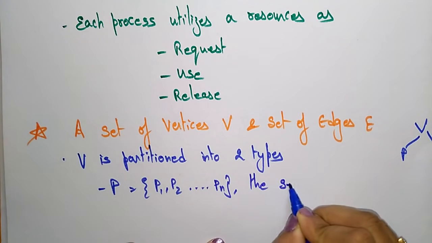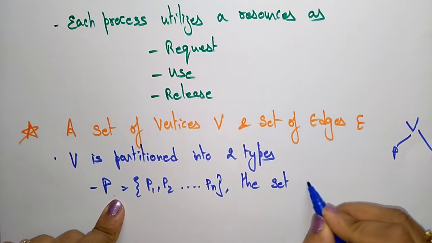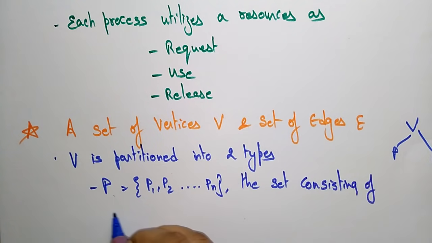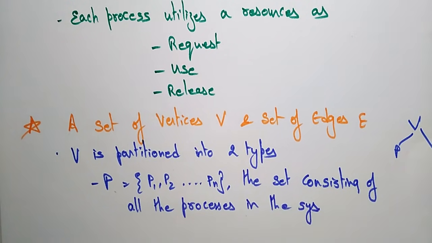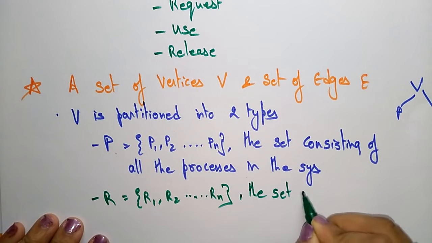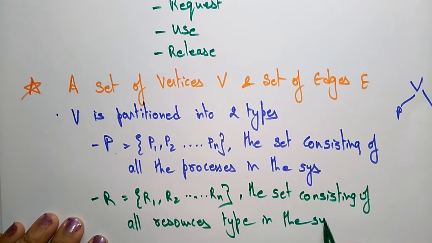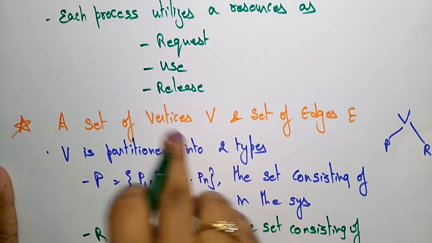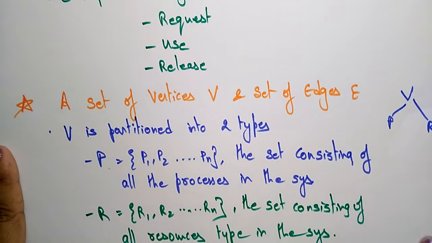I'm writing the definition for this resource allocation graph. The vertices are partitioned into two types: P, the set consisting of all the processes in the system, and R, which consists of the set R1, R2 up to Rn, the set consisting of all resource types in the system. So a resource allocation graph consists of a set of vertices V and a set of edges E, and V is again partitioned into two types, P and R. P is the set of processes in the system, R is the set of resources in the system.